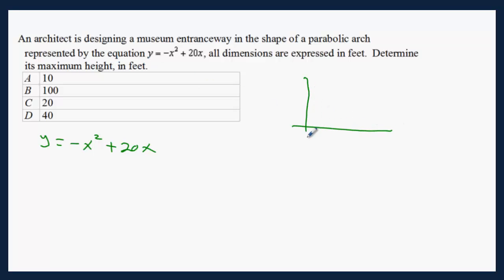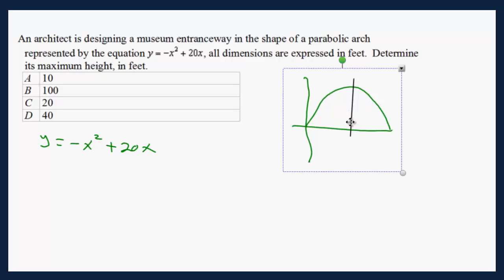Okay, if it's in a parabolic shape, y-axis, x-axis, the arc is going to look like this. You're looking for the maximum height. In order for you to find the maximum height, first of all, you need to find the axis of symmetry. We need to find the axis of symmetry here, this point here. After that, you substitute whatever number we get here in this equation to find the value of y.